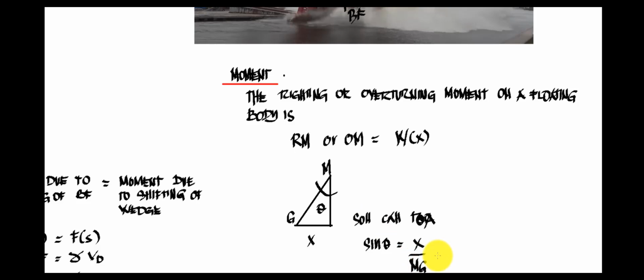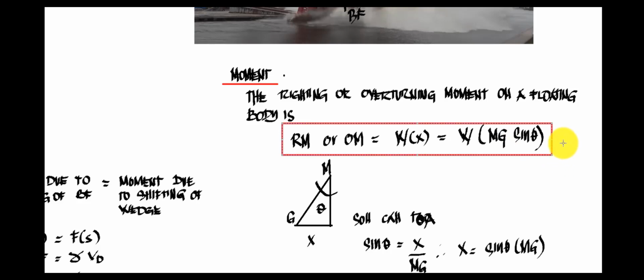So from there we have the value of X, which is the sine of theta times the line MG, or the length MG. Substituting that in our equation, we have now the righting moment or overturning moment is equal to the weight times the line MG times the sine of theta. Okay, so let's box the equation here.